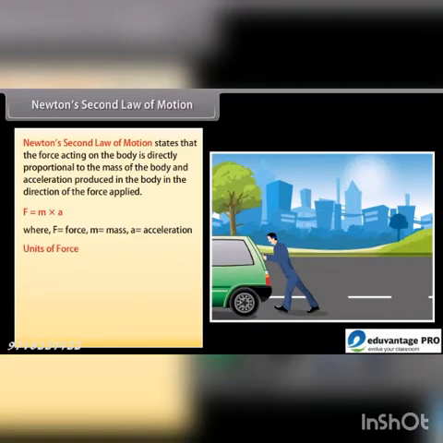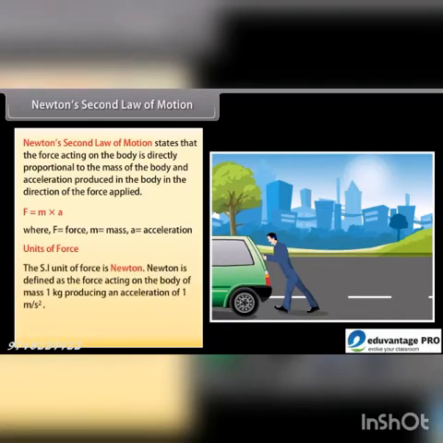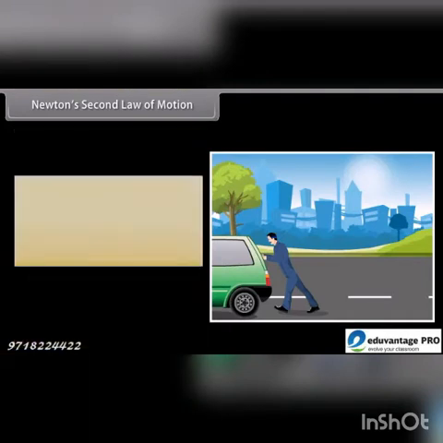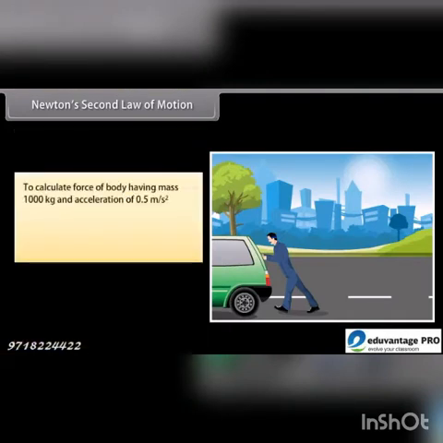Units of force. The SI unit of force is Newton. Newton is defined as the force acting on a body of mass 1 kg, producing an acceleration of 1 meter per second square. The unit is equal to kilogram meter per second square, or Newton. To calculate the force of a body having mass 1000 kg and acceleration of 0.5 meter per second square, F = 1000 × 0.5, which is equal to 500 Newton or kilogram meter per second square.